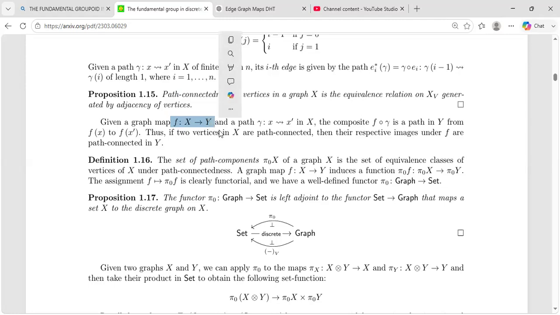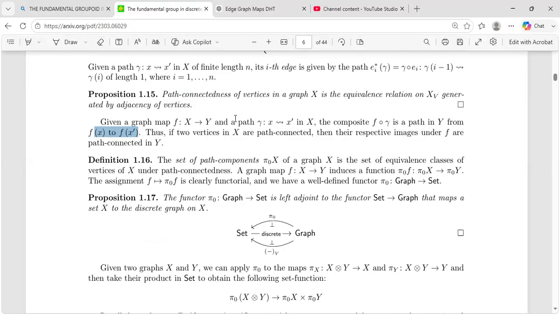The next paragraph says: given a graph map f from X to Y, and a path in X from x to x prime, if we compose, f composed with gamma is a path in Y from f of x to f of x prime. Thus if two vertices in X are path connected, then their respective images under f are path connected in Y.